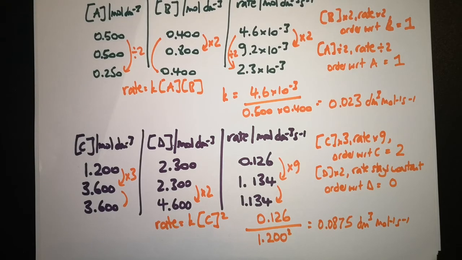Okay, I hope you got those. In my next video we will look at slightly more complicated examples of these, where you might have 3 reagents or where you might have to use orders you've already worked out to work out another one, which is more complicated. I'll see you then.